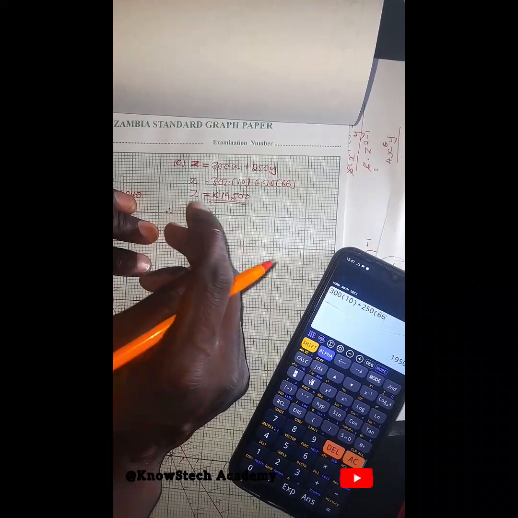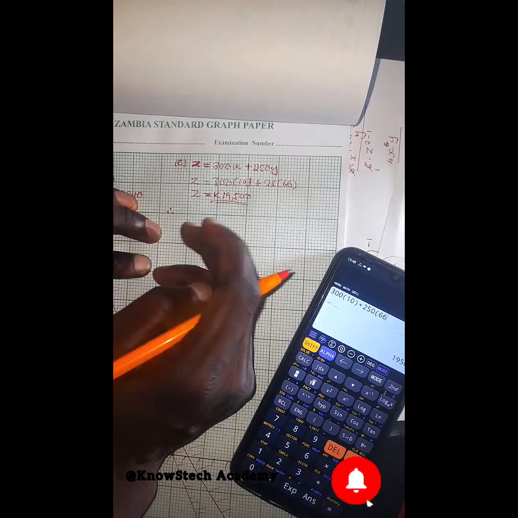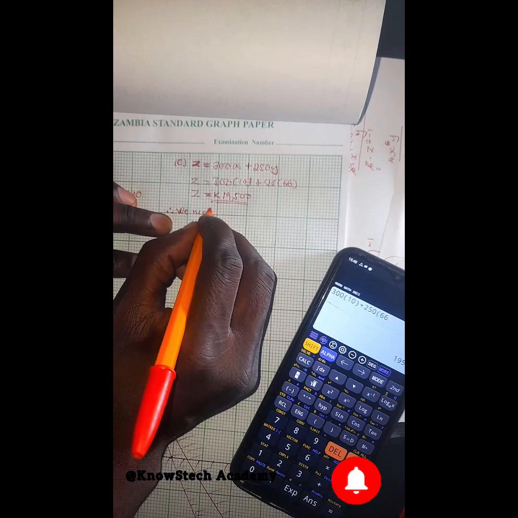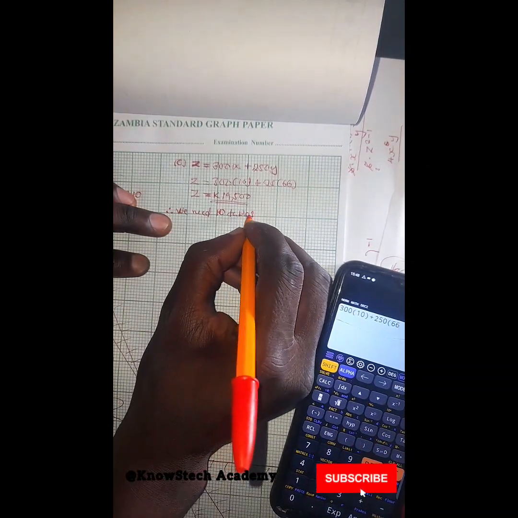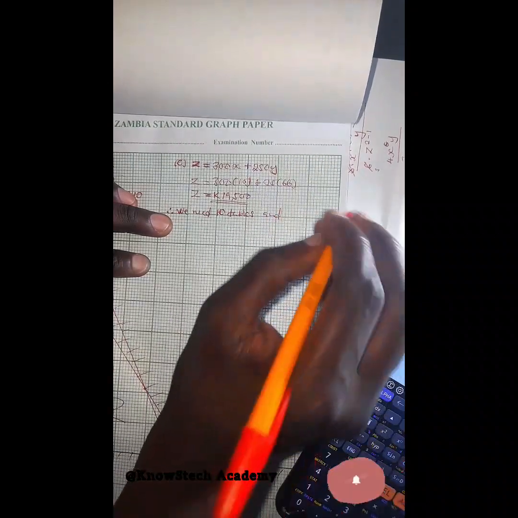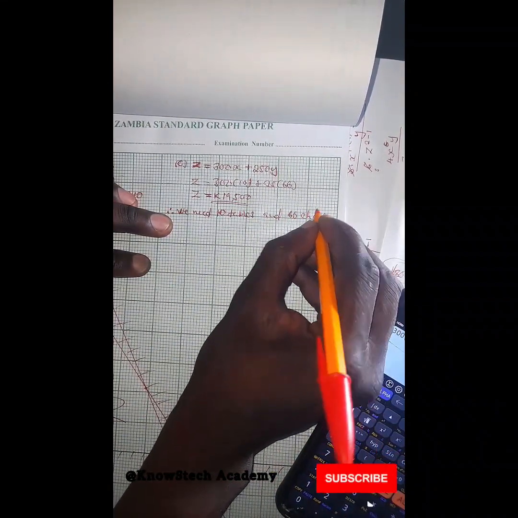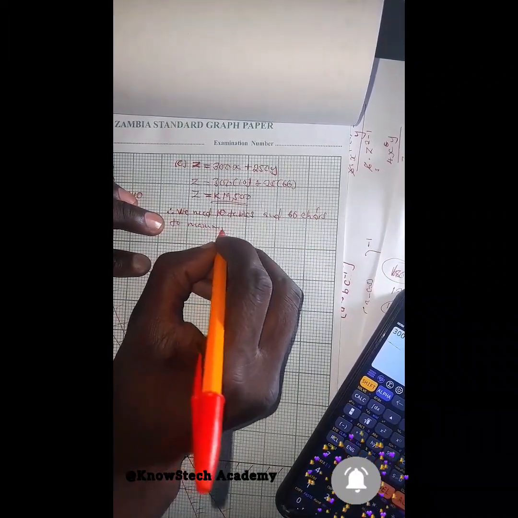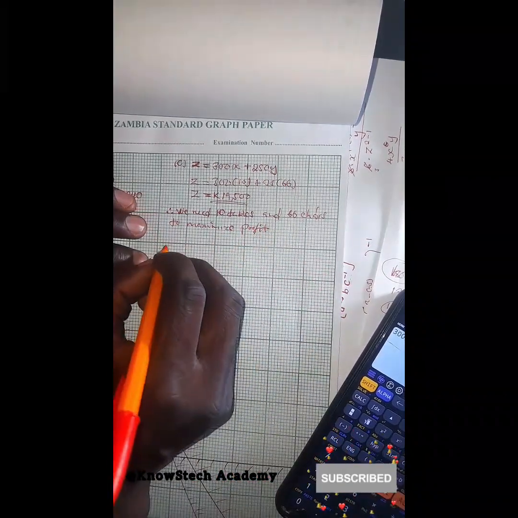Therefore, we are asked to find the best combination. So the best combination is that we need 10 tables and 66 chairs to maximize profit. All right, that's the answer.